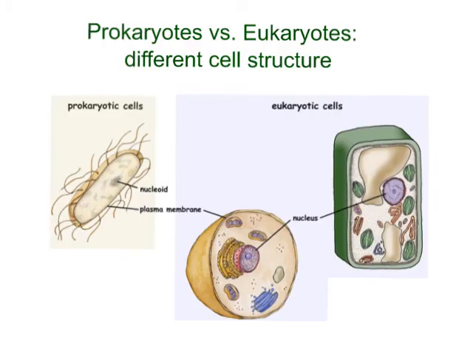Prokaryotes and eukaryotes are fundamentally different in their cell structure. Here's an example of a prokaryotic cell. A prokaryotic cell does not have some things that eukaryotic cells do. Eukaryotic cells have a defined nucleus with a nuclear membrane around it. Prokaryotic cells do not. Some of the organelles as well within a eukaryotic cell have membranes, and prokaryotic cells do not have internal membranes within their cell structure.